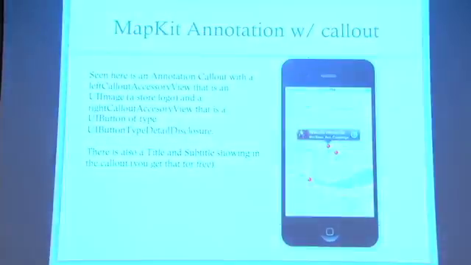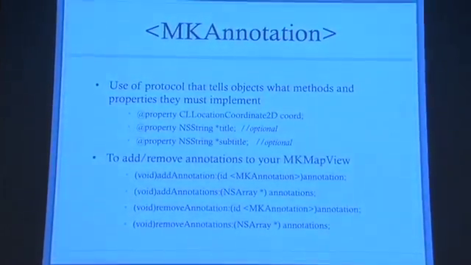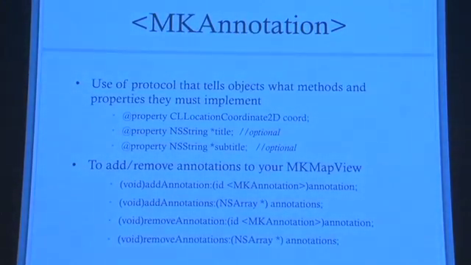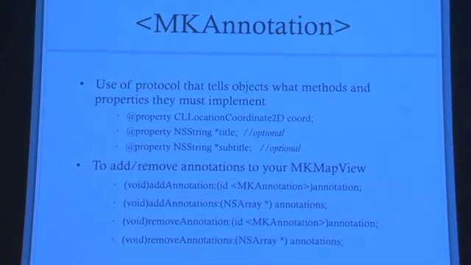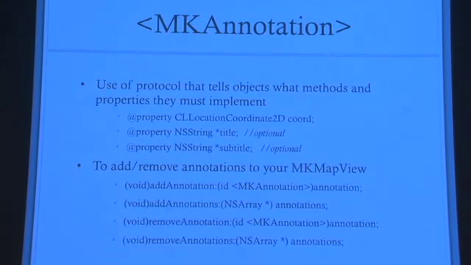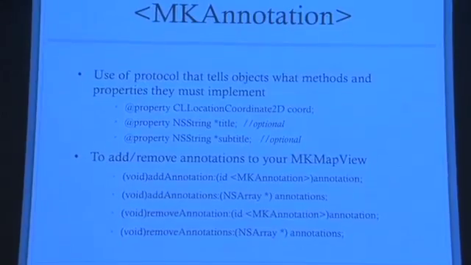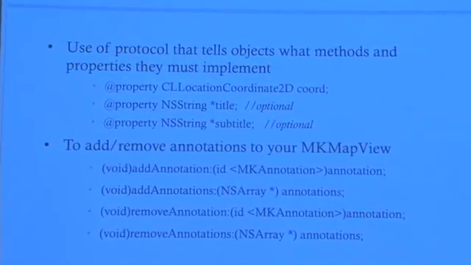So the MKAnnotation protocol, this is used by those pins, the annotation objects, and this tells the objects what methods and properties they have to implement. So they all need to have a coordinate, which obviously you need to know where to be able to put it. And then the optional properties are a title and a subtitle.